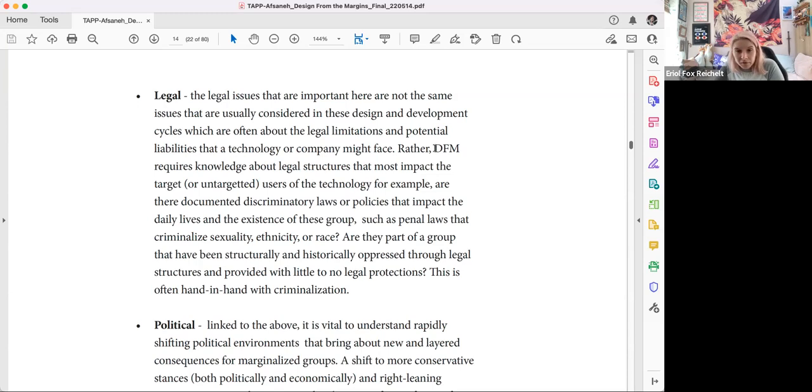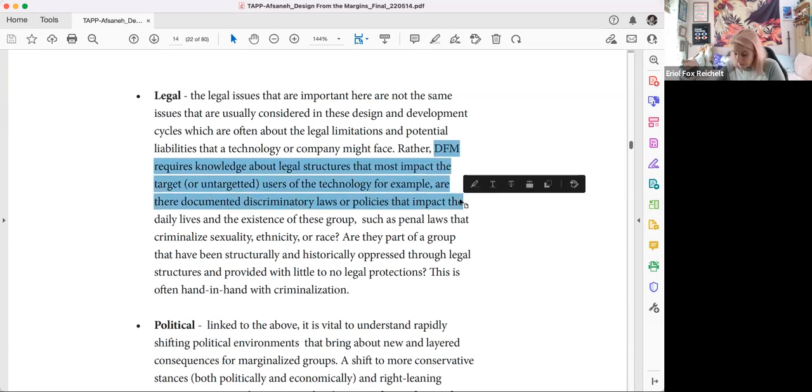But I found this section within the legal part interesting. So DFM requires knowledge about legal structures that most impact the target or untargeted users of the technology, or I'm assuming untargeted is like, no, the targeted, it would be the decentered cases. Users of the technology, for example, are there documented discriminatory laws or policies that impact the daily lives and existence of these groups, such as penal laws that criminalize sexuality, ethnicity, race.